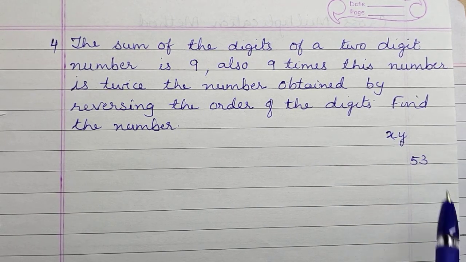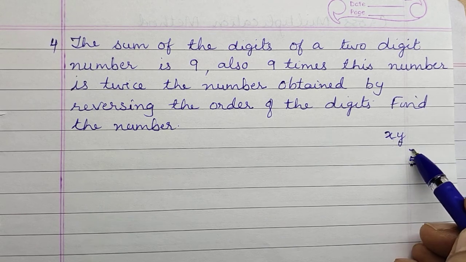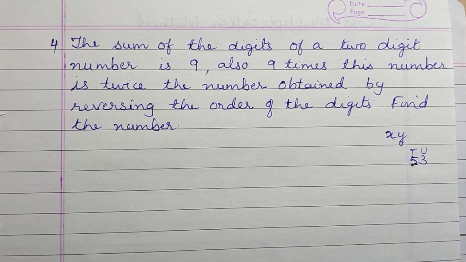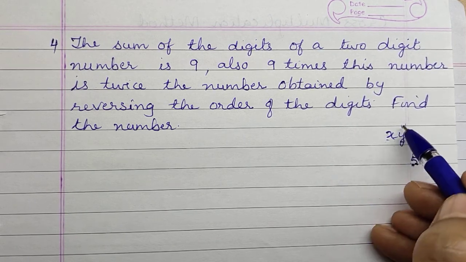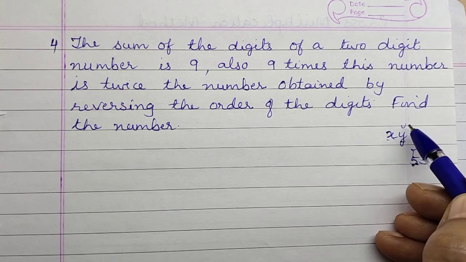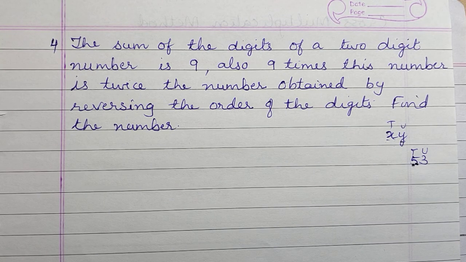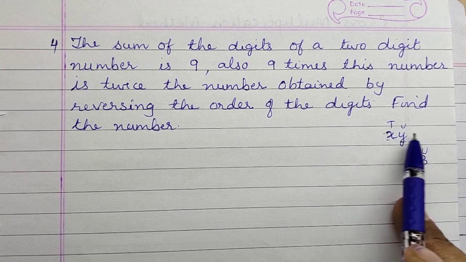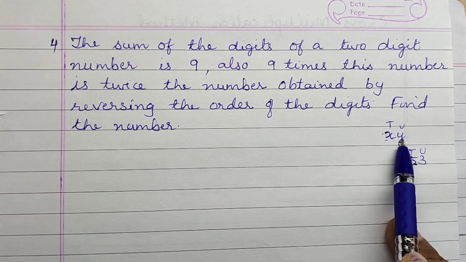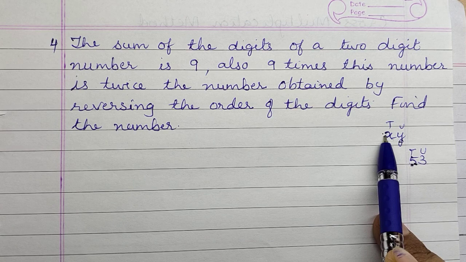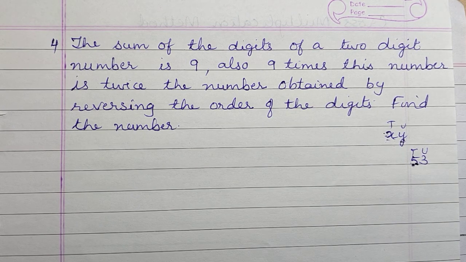53 means 5 in the tens position and 3 in the units position. So here xy means y in the units or ones position and x in the tens position. This is the way you will get it. Now you have to assume the digits, the ones place digit as y and the tens place digit as x, which is the unknown here.